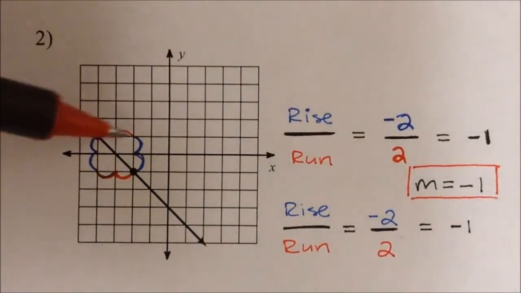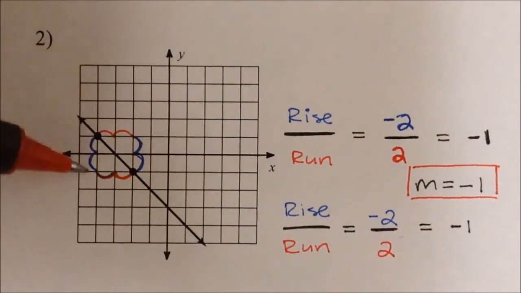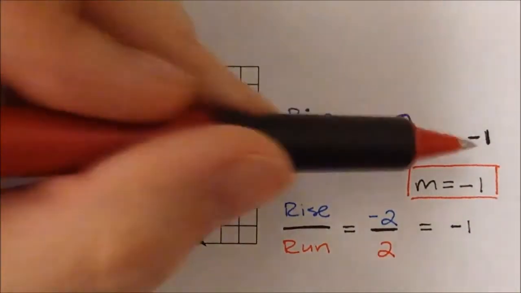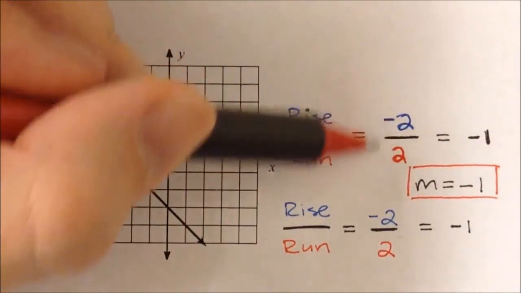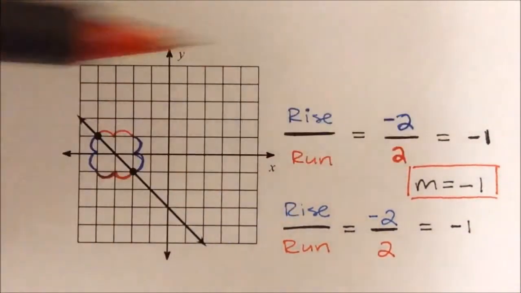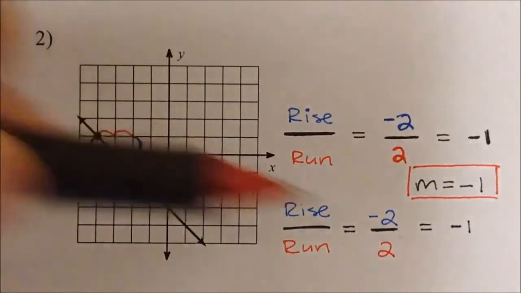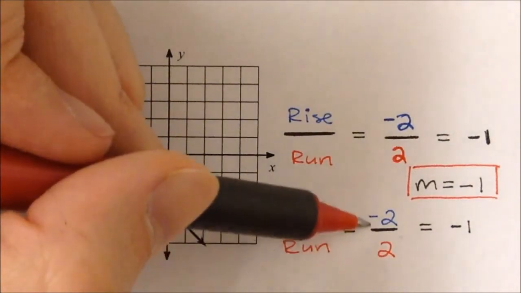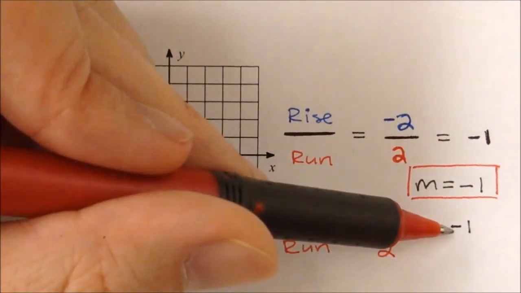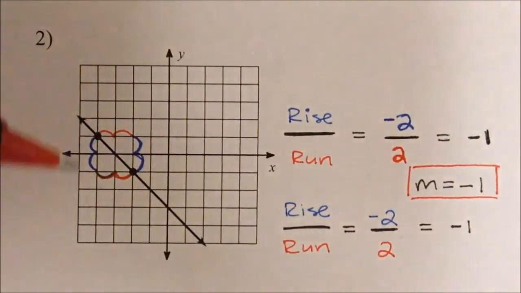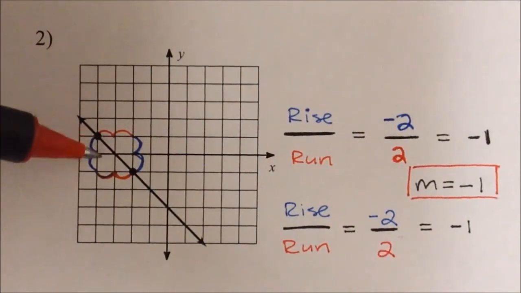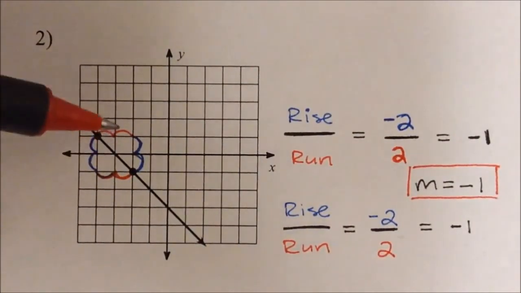As you can see, if you were to go down first and then right, you end up with -2 over 2, which is simplified to -1. Or you could go to the right first and then down, which you end up with also -2 over 2, simplified to -1. So it's the same slope. It doesn't matter which order you do first, as long as you follow it correctly at the end.